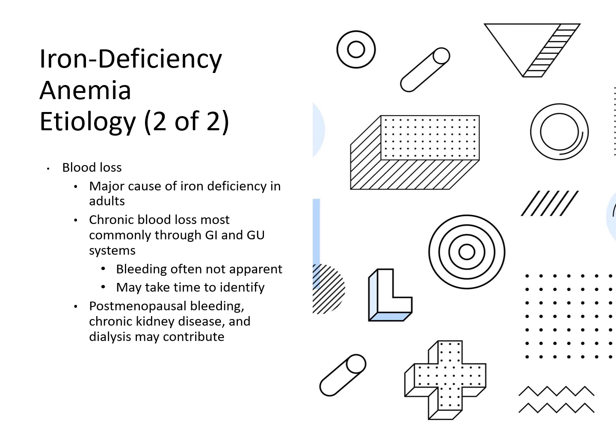Postmenopausal bleeding can be a cause. Chronic kidney disease, because like I said, the erythropoietin is produced in the kidneys, and dialysis may contribute also to anemia.